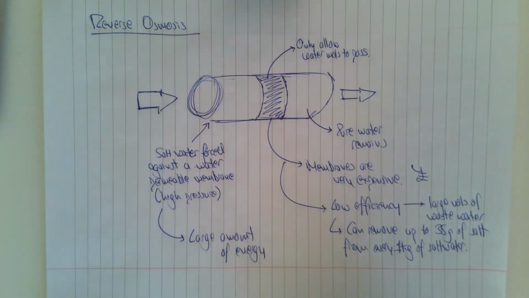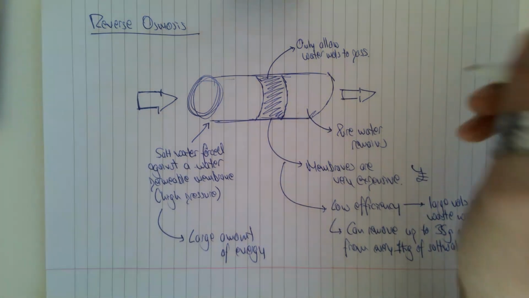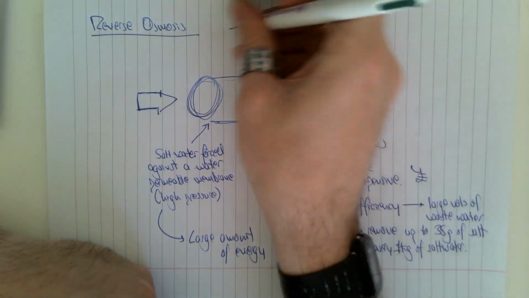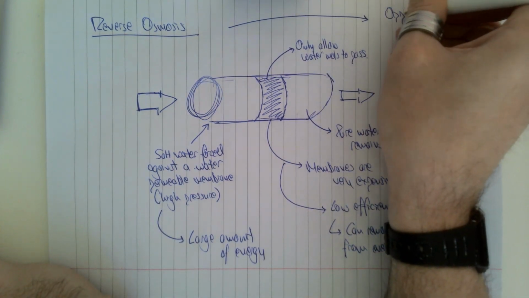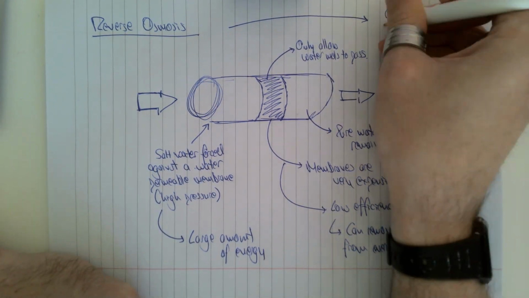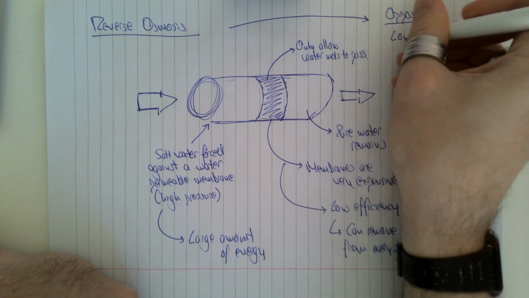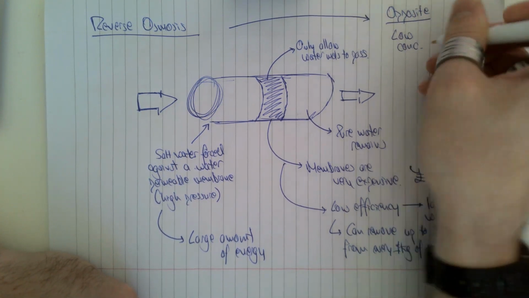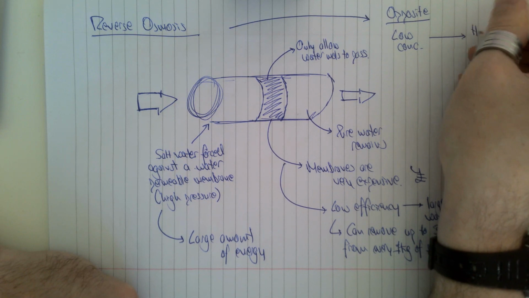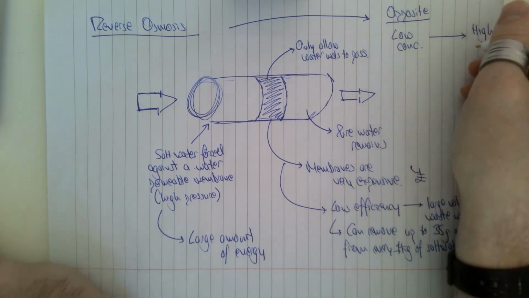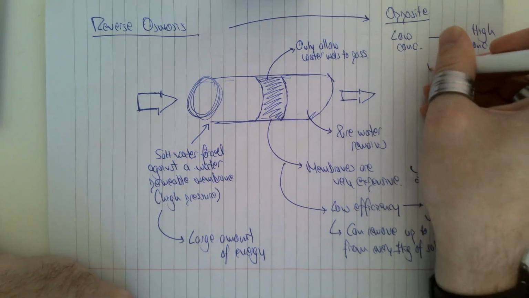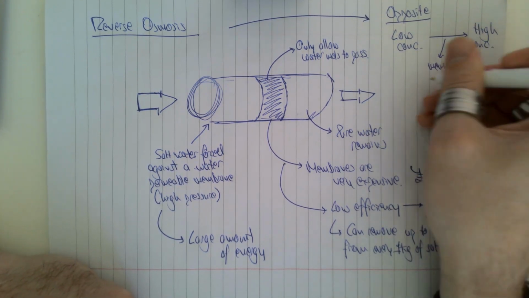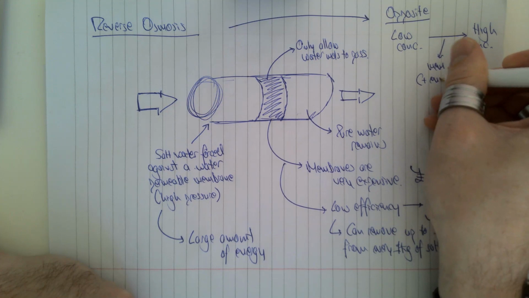Now remember, osmosis is typically the movement of water from a high to low concentration through a partially permeable membrane. This is the opposite. So it's from a low concentration to a high concentration of water via a membrane, which also requires lots of energy as well.